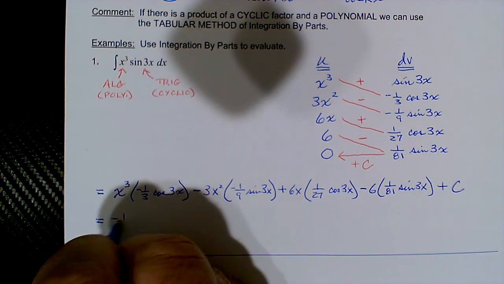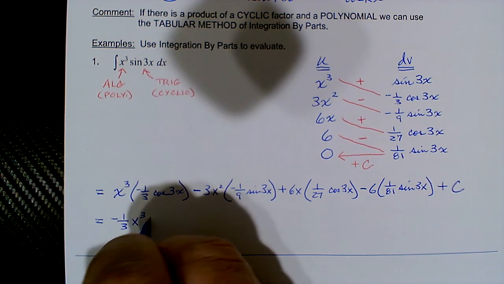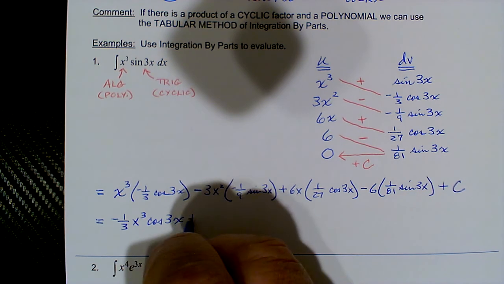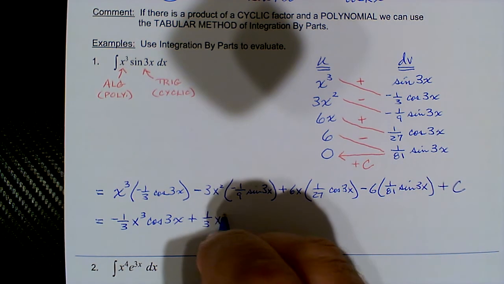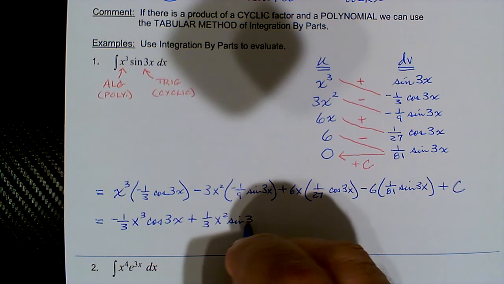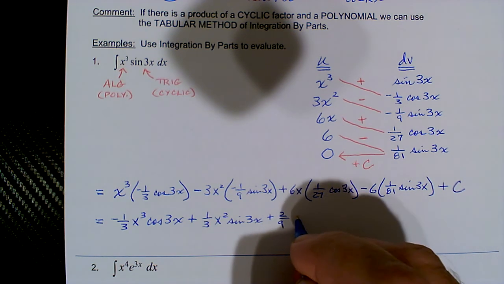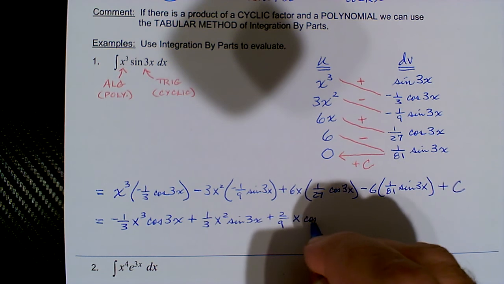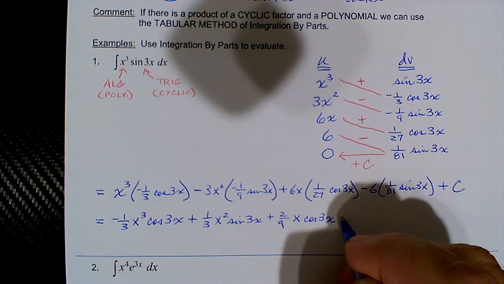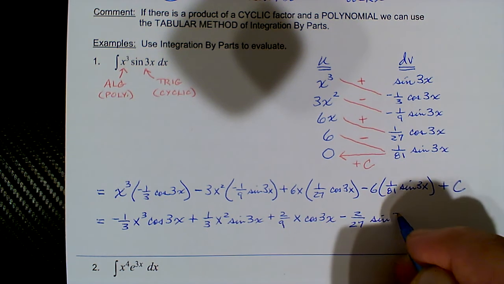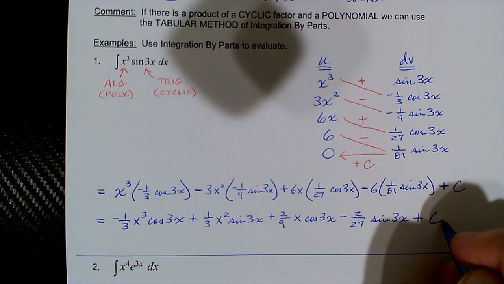So then cleaning this up, minus 1/3 x cubed cosine 3x. Let's reduce here. Double negative makes positive. 1/3 x squared sine of 3x. 6 and 27 reduce to 2/9, excuse me. And there's positive x cosine 3x. And 6/81 reduces to 2/27, negative sine of 3x, and then plus our constant.